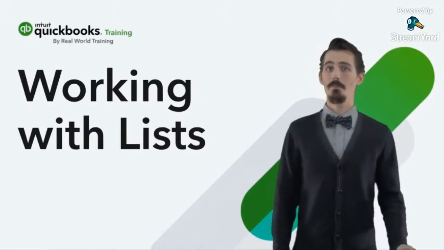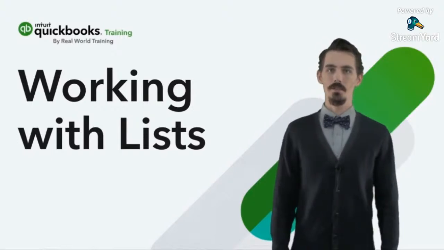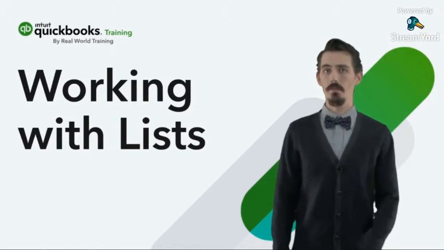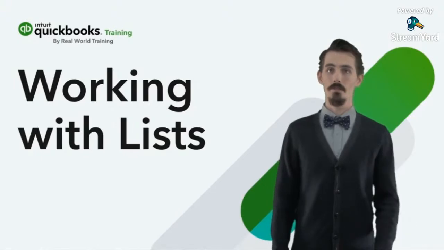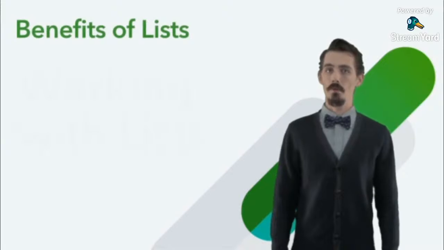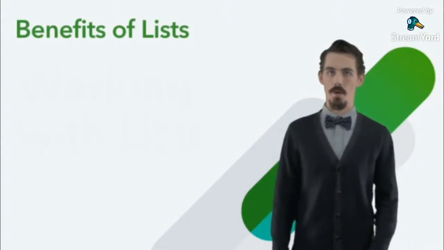The goal of this chapter is to become familiar with lists and basic list management techniques. Lists are special databases in QuickBooks that organize information about the people and businesses you buy things from, your customers, the products and services you sell, and more. The most important thing to remember about lists is that they help you save time in several ways.